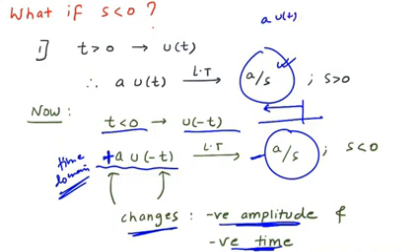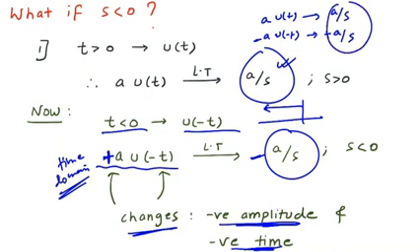A u of t Laplace is a over s, but if it is a u of minus t, then it would be minus a over s. But sometimes the examiner gives you minus a into u of minus t, then the answer would be plus a over s. As you can see that the results are same, just you have to see the time and the amplitude, they are changed. Time is here negative and amplitude is also negative.